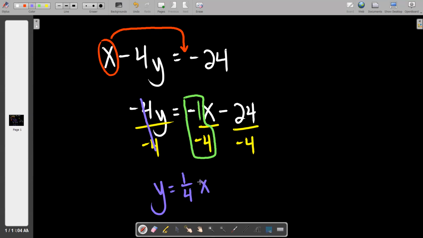And then I look at the y-intercept part, and that's a -24 being divided by another -4, giving me a +6. Still good? Okay.